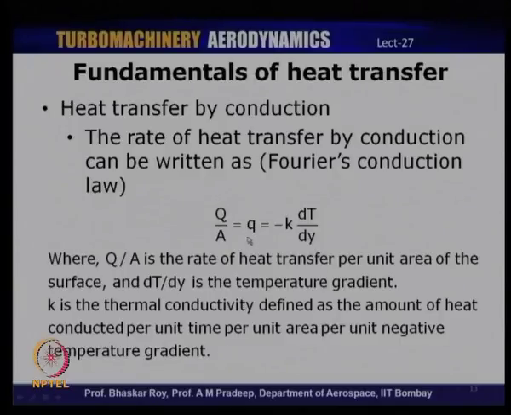So, the rate of heat transfer per unit area, Q by A, or it is denoted by q, is proportional to the temperature gradient, and temperature gradient obviously in the y direction normal to the surface, and the proportionality constant is the thermal conductivity, which is defined as the amount of heat conducted per unit time per unit area per unit negative temperature gradient. So, thermal conductivity obviously is a property of the solid itself, and it basically is a constant which relates the rate of heat transfer to the temperature gradient.